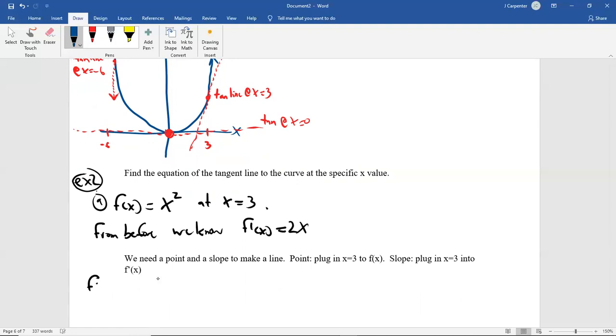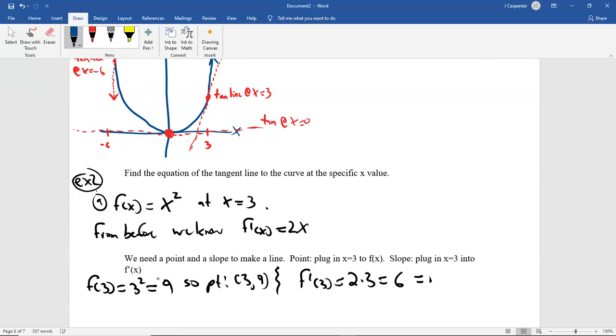So f of 3, that's 3 squared, which is 9. So our point is 3 comma 9. That's our x1 and our y1. Now we plug the 3 into the derivative, which that function's 2 times 3, which is 6. That's our slope at the x value of 3. So at 3 comma 9, at that point, the slope is 6. It only has to be 6 at that singular point.